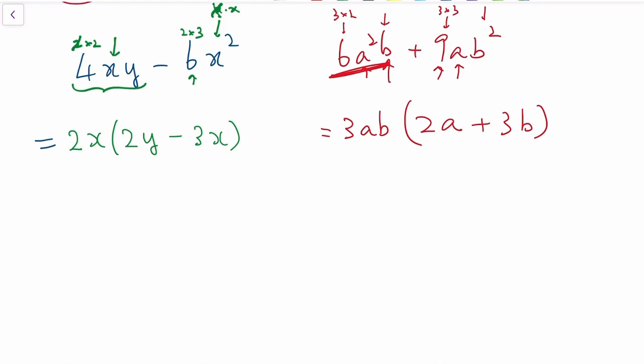Lastly, it's possible to factorize from 3 terms. Maybe imagine you have something like this.